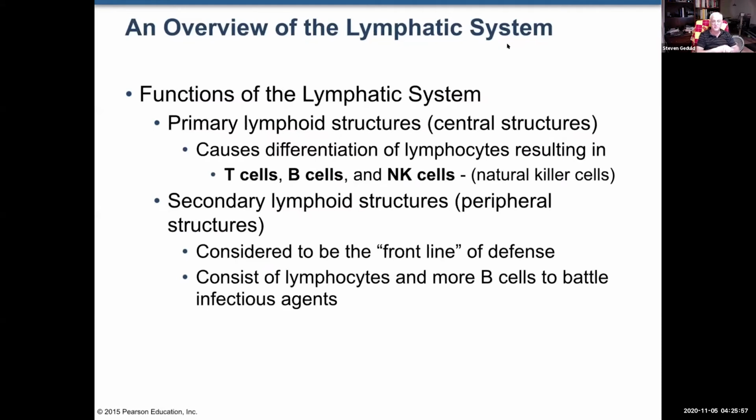Functional lymphatic system: primary lymphoid structures cause differentiation of lymphocytes. So it takes these lymphocytes and differentiates them into T cells, B cells, and NK cells. The secondary lymphoid structures are considered to be the front line of defense. They consist of lymphocytes and B cells to battle infectious agents.